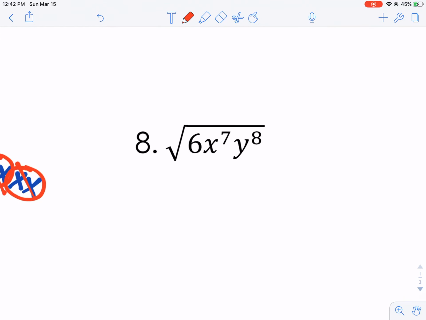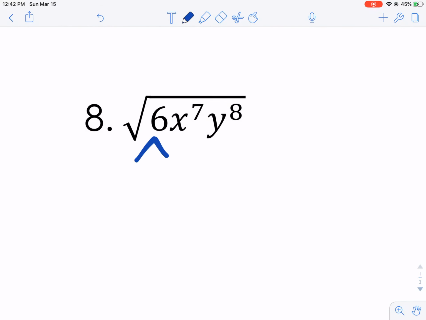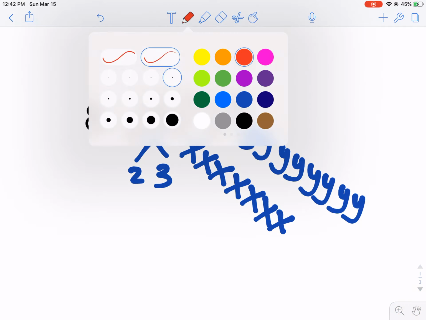Okay, example 8. Break down the 6 to 2 times 3, and that's as far as we're going to go. This says I have 7 x's being multiplied together, and I have 8 y's being multiplied together. And I want groups of 2.